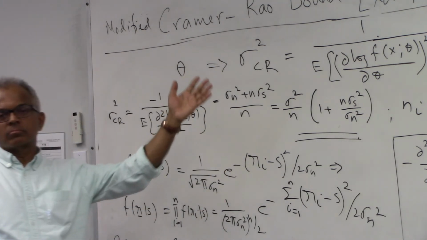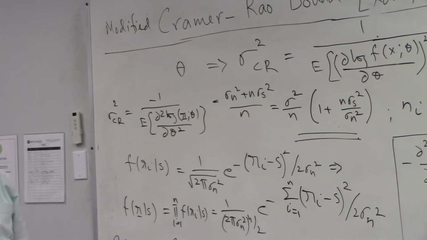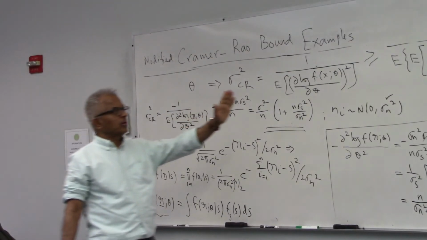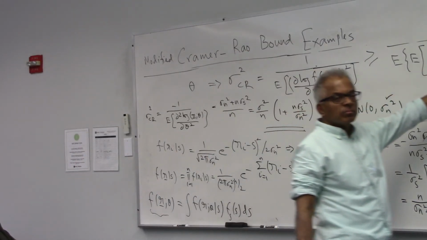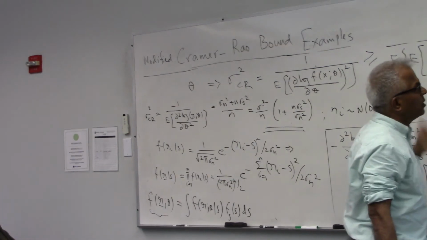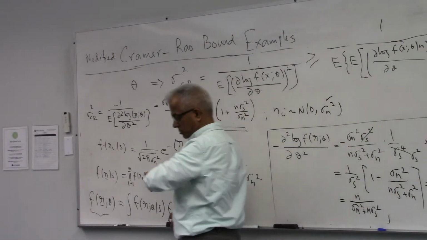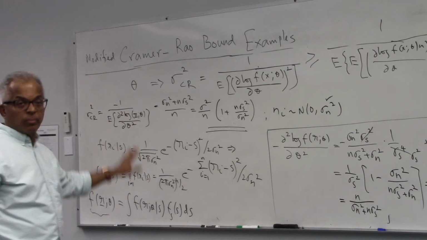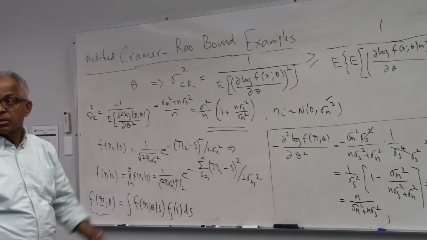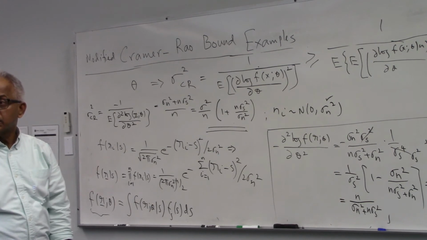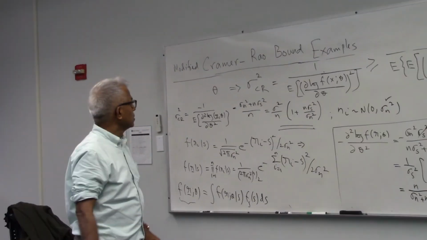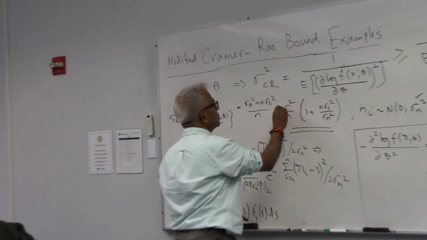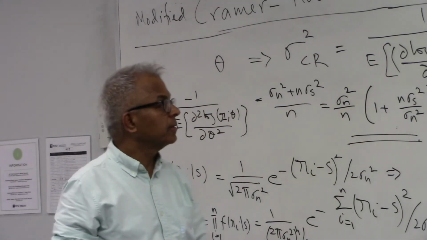Alright, so even in this simple problem, we had to go through all this. Whereas if you try to do this, this is very easy. So let me do the easier part now. So any questions? This is the Cramer-Rao bound. This one? Sigma n squared. Yeah.